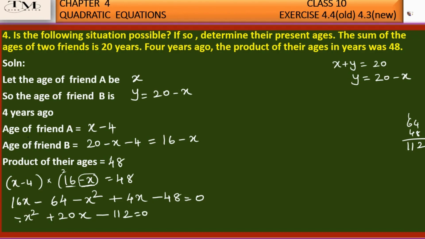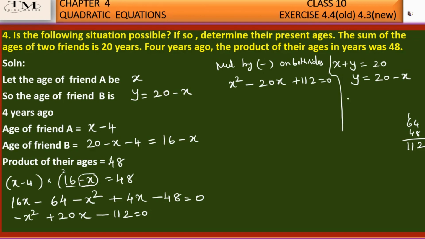So as x square has the negative value, I am going to multiply by negative sign on both sides. If I multiply by negative sign, minus into minus will become plus x square. Plus into minus is minus 20x. Minus into minus is plus. So plus 112 equal to 0.